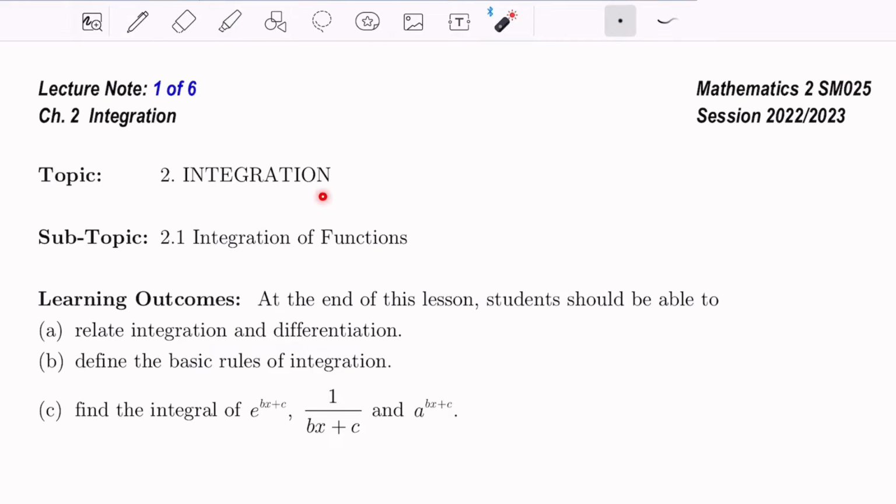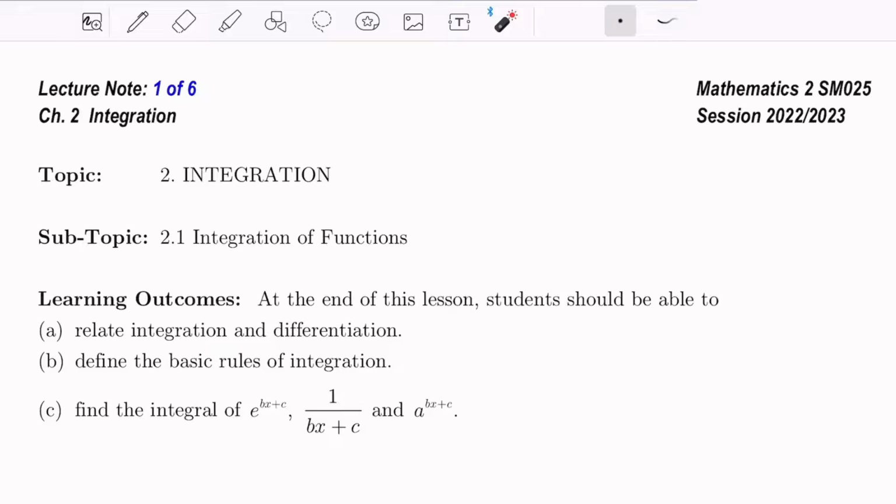Chapter 2, Integration. Subtopic 2.1, Integration of Functions. At the end of this lesson, students should be able to relate integration and differentiation, define the basic rules of integration, and find the integral of e power bx plus c, 1 over bx plus c, and a power bx plus c.